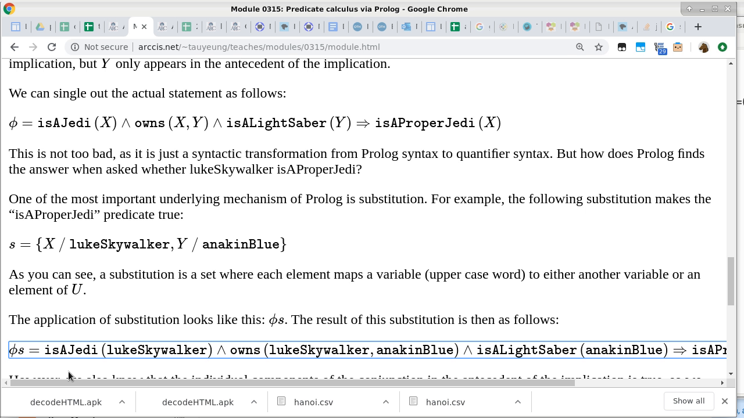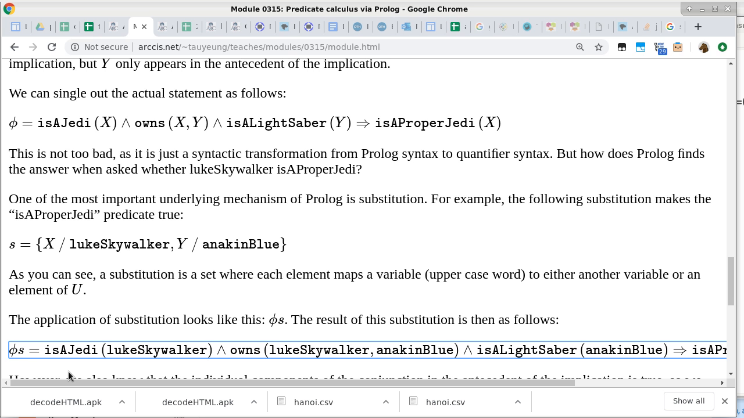So after the substitution, this is the result: Luke Skywalker is a Jedi, Luke Skywalker owns Anakin Blue, and Anakin Blue is a lightsaber, implies Luke is a proper Jedi. That is the final result of the substitution. Well, but is it confirming this thing is true or not? Nope, it's not confirming anything. All it is doing is giving you a resulting statement which may be true or false.